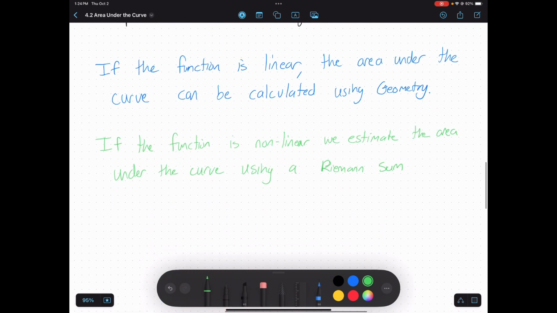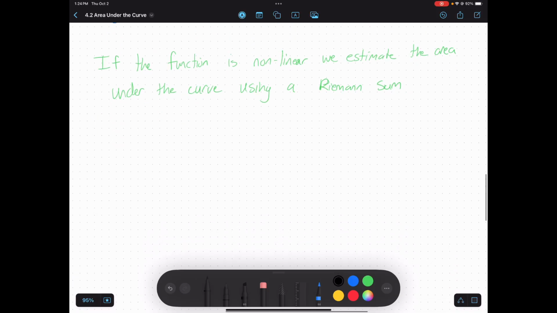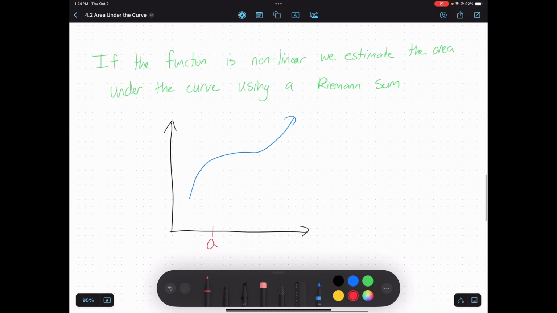And we're going to do that by using something called a Riemann sum. So what is a Riemann sum? Let's talk about it. Let's look at that example. I've got my curvy function, and I'm evaluating the area under the curve from the x value a to the x value b. Well, the easiest way for me to estimate this area is just by forgetting about the curvy parts and just making it a rectangle.